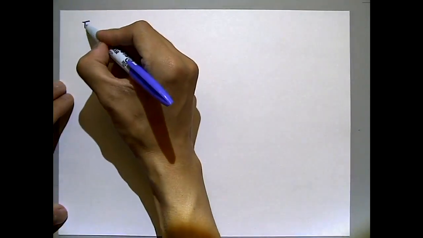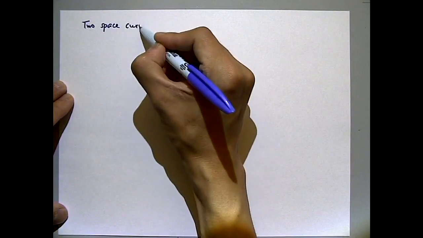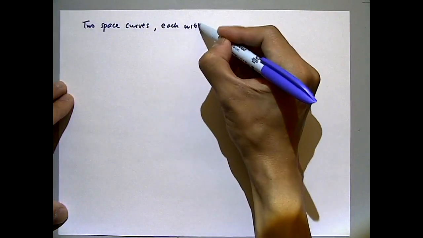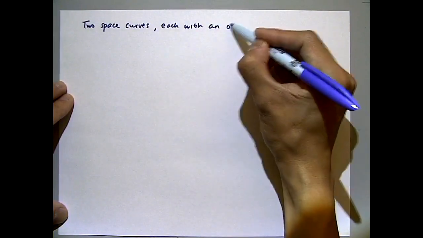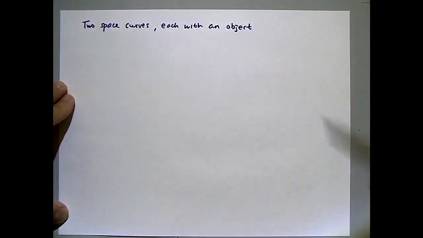All right, so now let's talk about a slightly more complicated situation. Along the same topic here, if you have two space curves, imagine that each one has an object traveling on it.